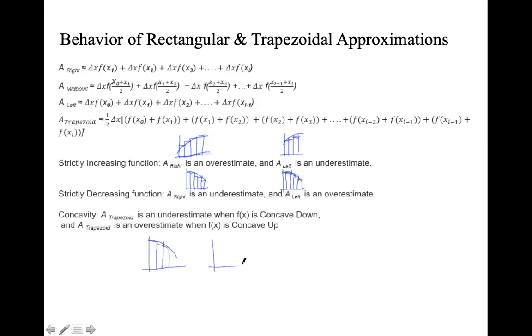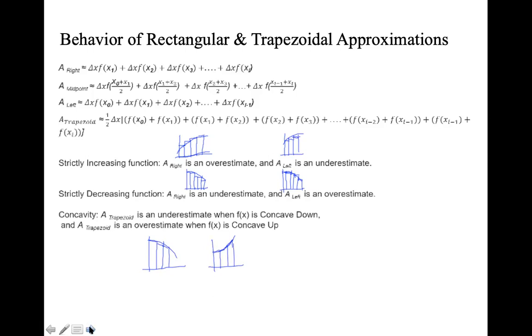If the graph is concave up, I'll put some subintervals in here. This time when I draw my trapezoids, they're going to be above the curve, and it's kind of hard to see on mine. So they are going to be an overestimate.